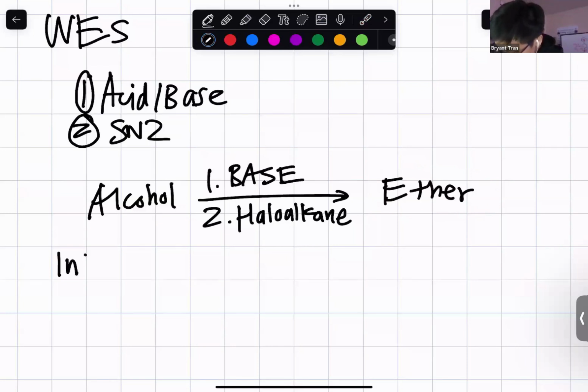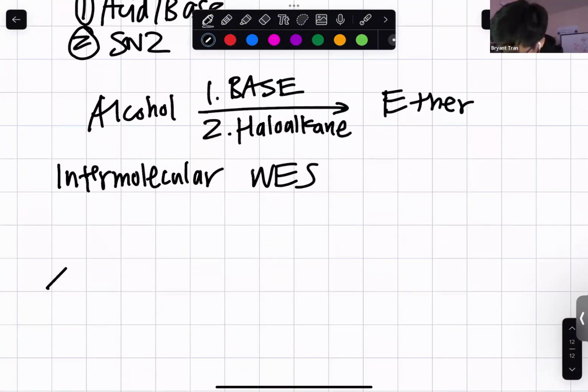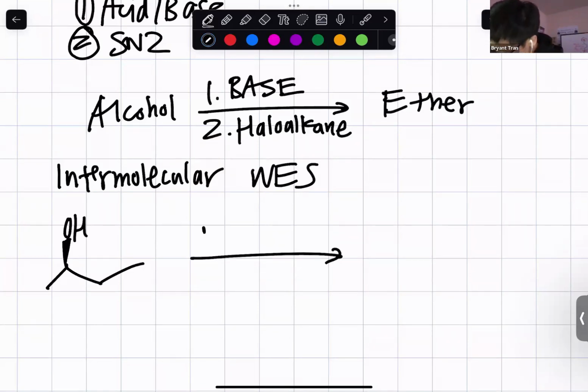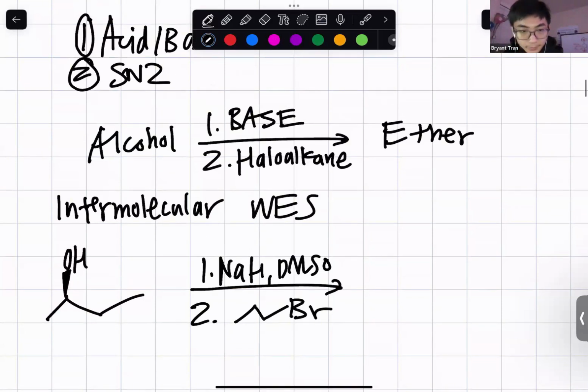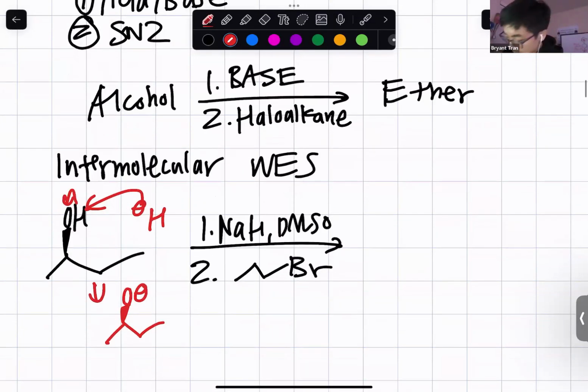There's 2 types. There's intermolecular WES, and intramolecular WES. So for the intermolecular WES, let's say we have this alcohol right here, and we react it with these reagents. First step, NaH, DMSO. Second step, this haloalkane right there. The first step here, we have a negatively charged H- ion, which is going to deprotonate the alcohol, giving that oxygen a negative charge, O-. That's the end of the first step.